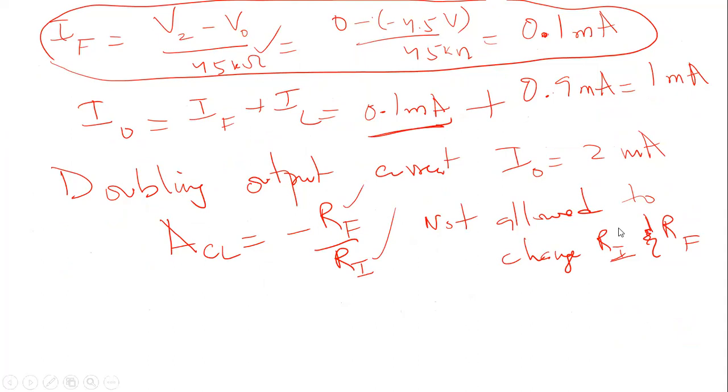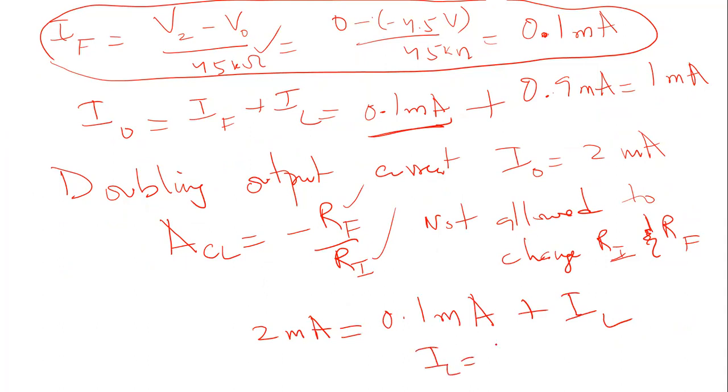So while fixing IF to be 0.1 milliampere, if you still want to double your I naught, that is, if the I naught has to be 2 milliampere and your IF has to be 0.1 milliampere, the new IL value has to be 2 milliampere minus 0.1 milliampere. That will be 1.9 milliampere. Okay, your load current value has to be 1.9 milliampere.